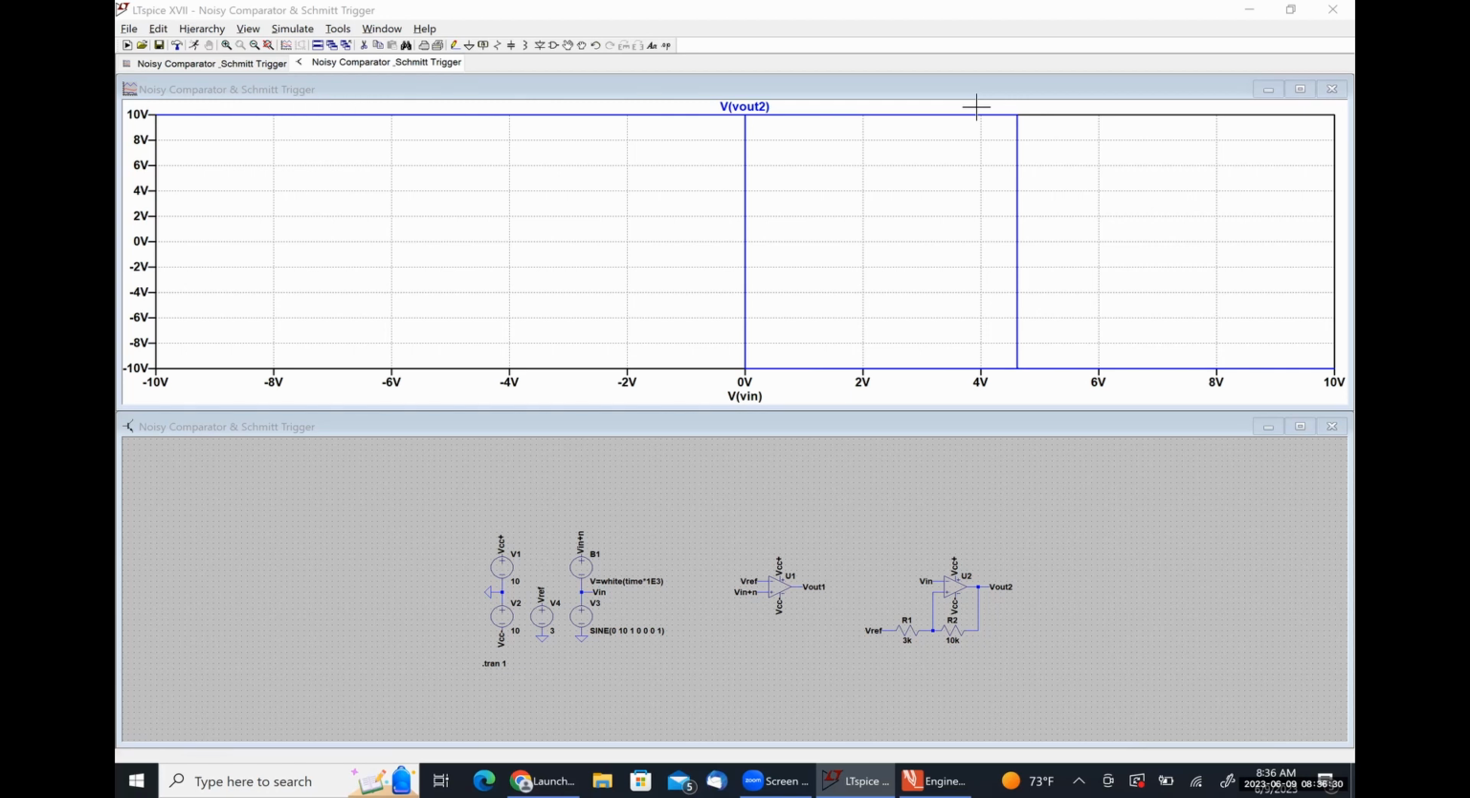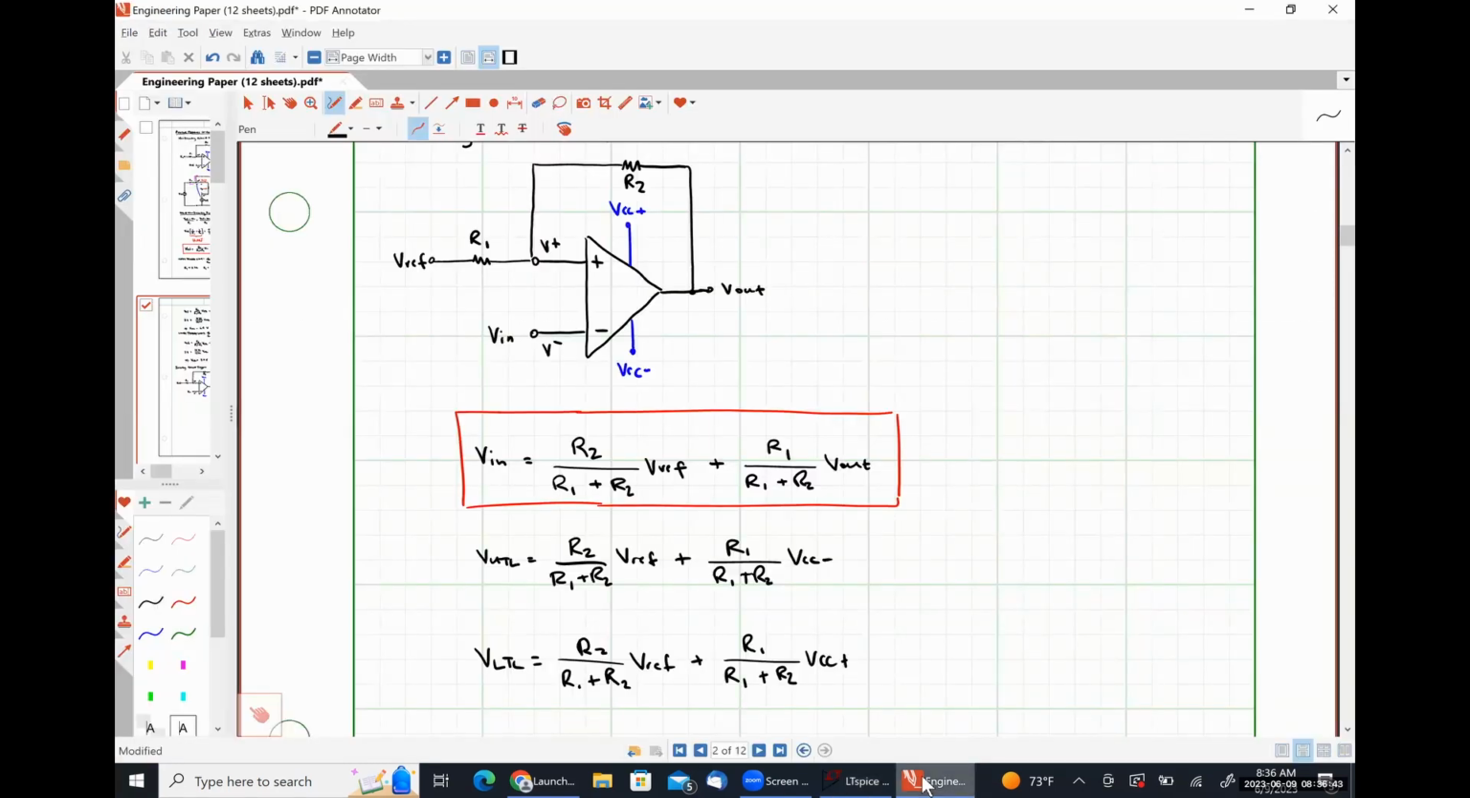So if we plugged in the numbers that we have, just for the sake of argument here, we can see that one of our trigger limits should be 0 and the other one should be about 4.6 volts. If we plugged in our numbers, so R2 is 10, that's going to be 10 over 13 times 3 plus 3 over 13 times VCC minus, which was negative 10. I got a syntax error. Give me a second. Multiply there.